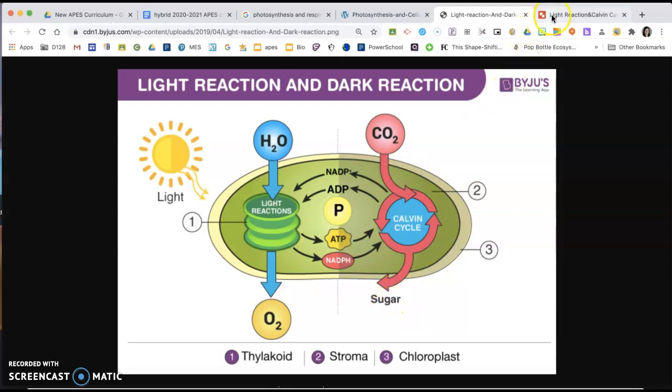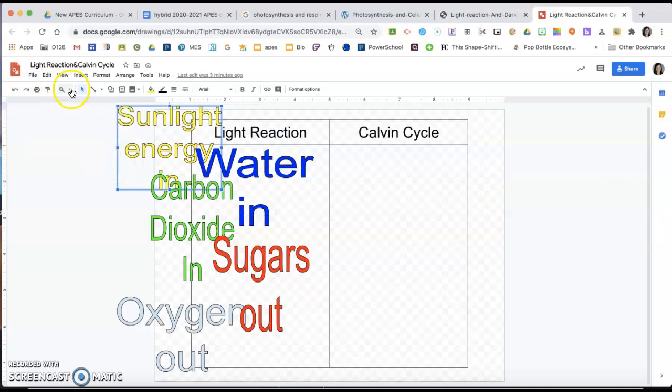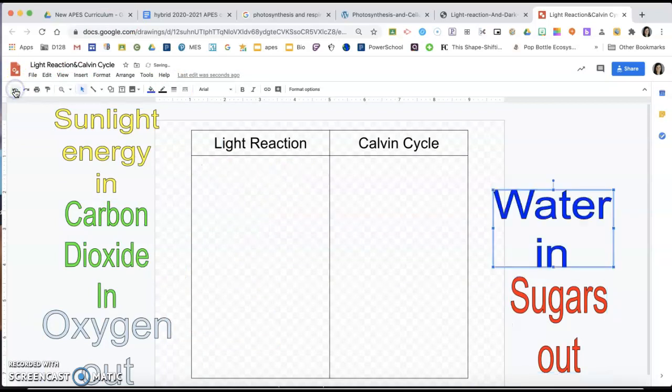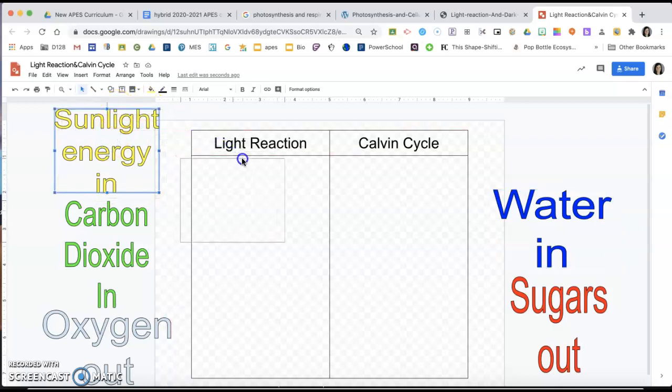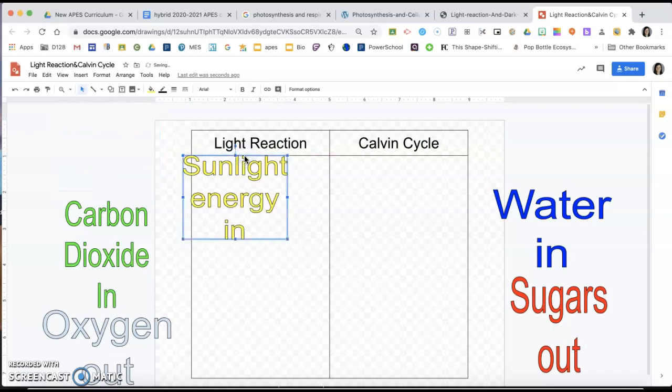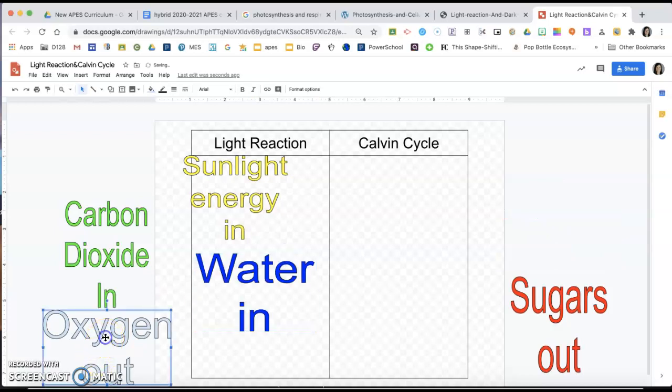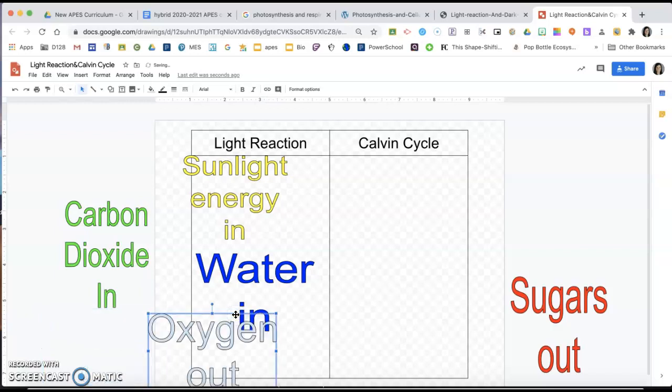If you head into Google Classroom, there's a document to help you with this as well. There's a drag and drop called Light Reaction versus Calvin Cycle. If you open this up, we've got stuff kind of all over the place here. In the light reaction, again, we have to have sunlight. So sunlight will come in to the plant and react with water and give off the oxygen after the hydrogen is ripped apart from the oxygen. And that is what happens on the light reaction side.